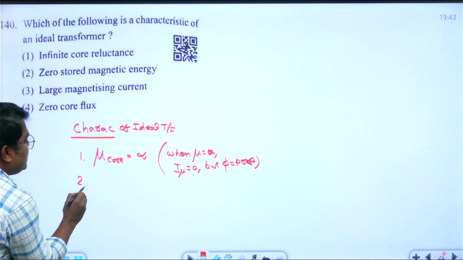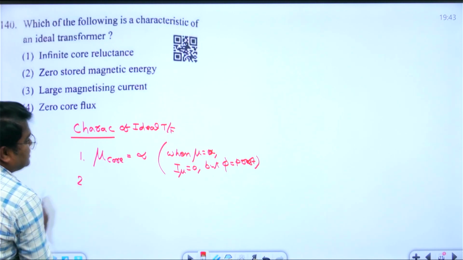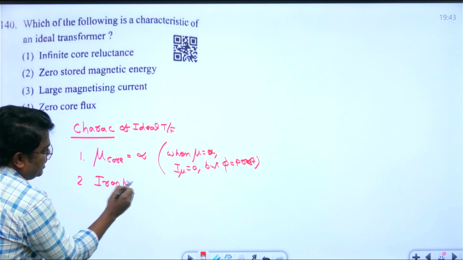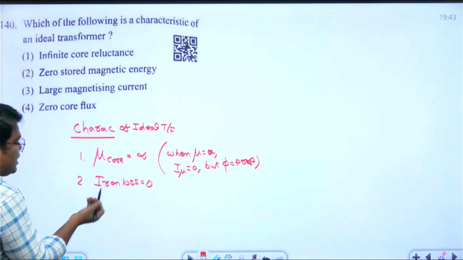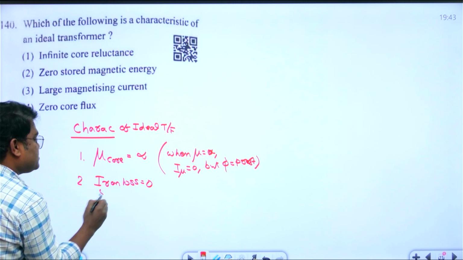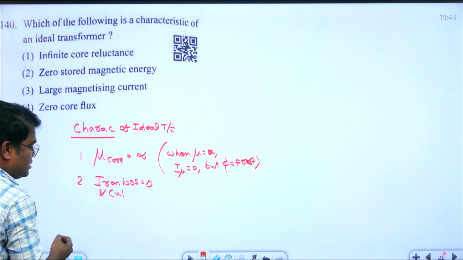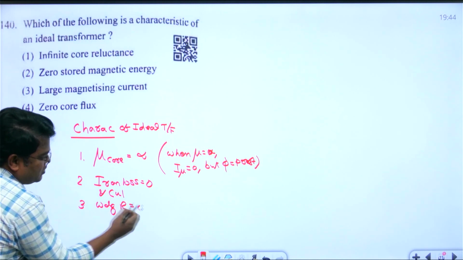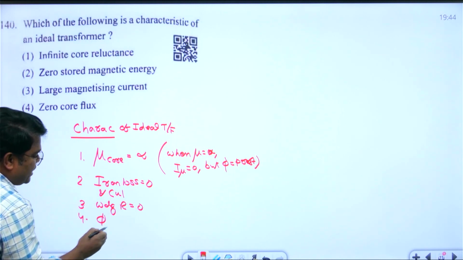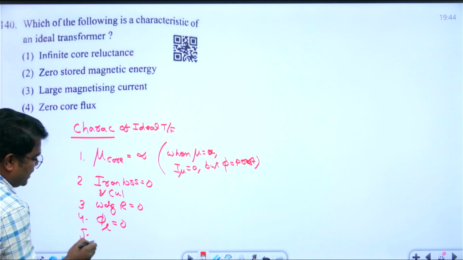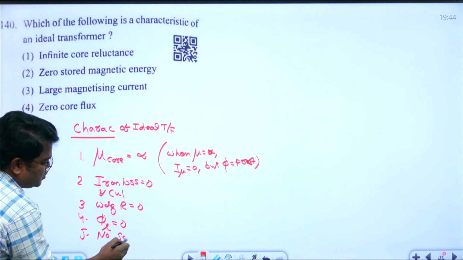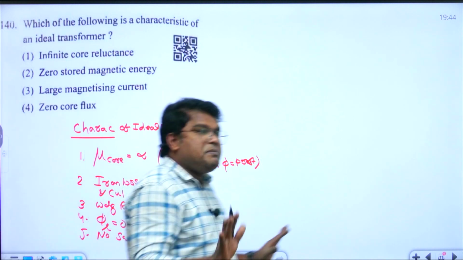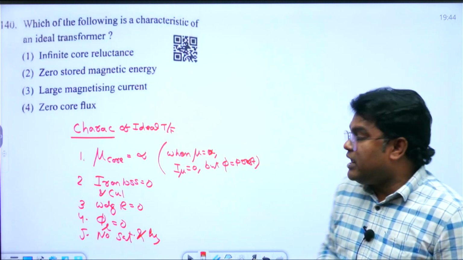The second one is losses: the iron loss is equal to zero, and both iron loss and copper loss are equal to zero. The third one is that the winding resistance of the transformer is equal to zero, and the fourth is that leakage flux is equal to zero. There is no leakage, and no saturation effect or hysteresis effect in the transformer. These are the basic characteristics of an ideal transformer.